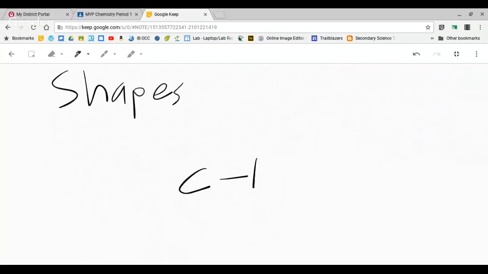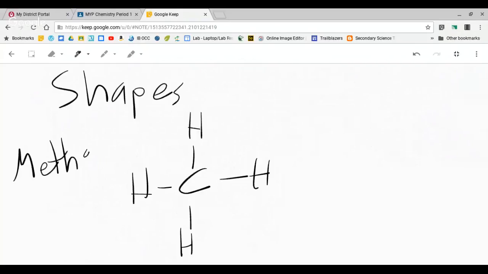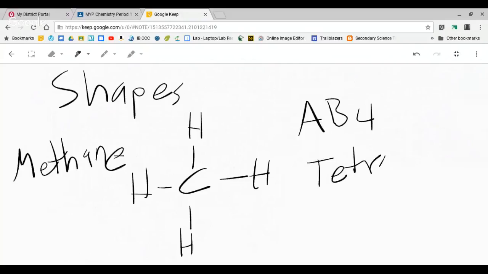The one tetrahedral, stereotypical one that you should know is methane. That's methane. We call that an AB4 molecule, tetrahedral. So not too much on VSEPR shapes. It's not that bad.